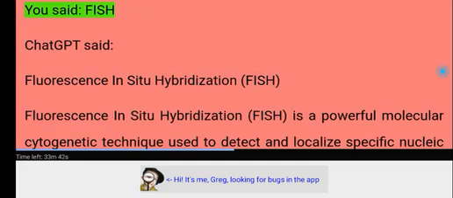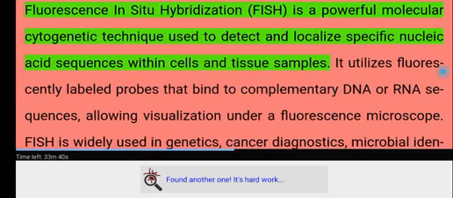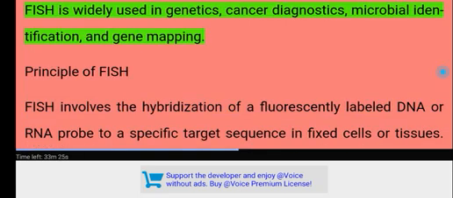You said, FISH. ChatGPT said. Fluorescence in situ hybridization, FISH. Fluorescence in situ hybridization, FISH, is a powerful molecular cytogenetic technique used to detect and localize specific nucleic acid sequences within cells and tissue samples. It utilizes fluorescently labeled probes that bind to complementary DNA or RNA sequences, allowing visualization under a fluorescence microscope. FISH is widely used in genetics, cancer diagnostics, microbial identification, and gene mapping.